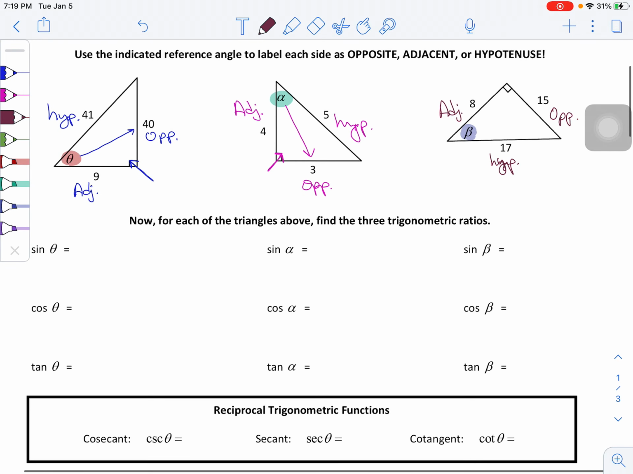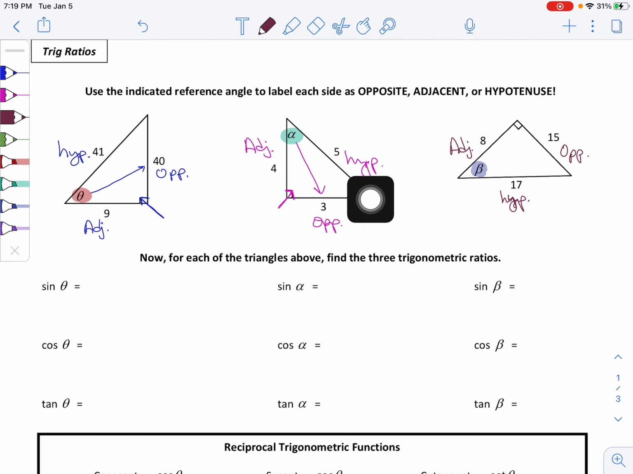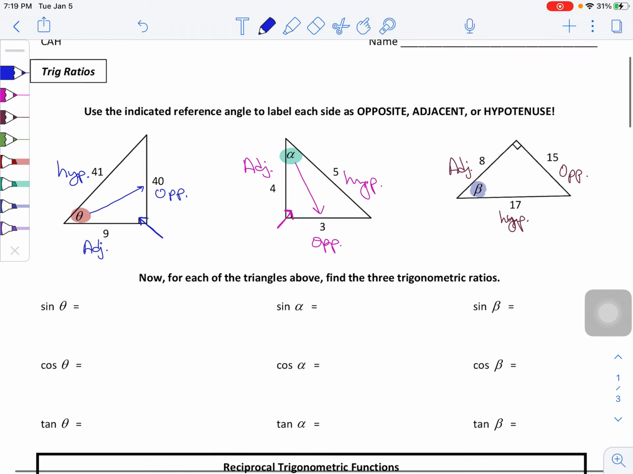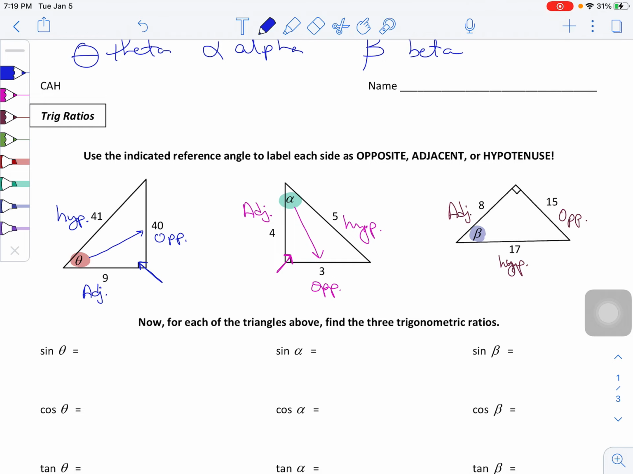Now, the next 3 little problems here, it's the sine, cosine, and tangent of theta for the first set, alpha for the next set, and then beta for this last set. And what we need to know is, what's the definition of sine? What's the definition of cosine? What's the definition of tangent? And a long time ago, I did not make this up. This is something that has been around for a long time, is the reference SOHCAHTOA.